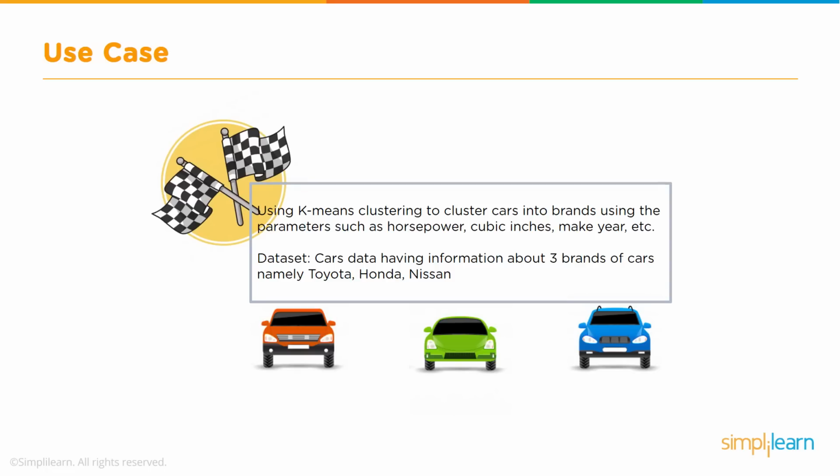So let's take this, and we're going to use a use case using k-means clustering to cluster cars into brands using parameters such as horsepower, cubic inches, make, year, etc. So we're going to use the dataset cars data, having information about 3 brands of cars, Toyota, Honda, and Nissan.